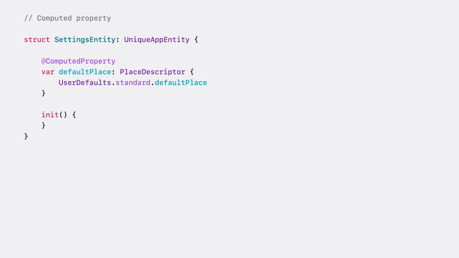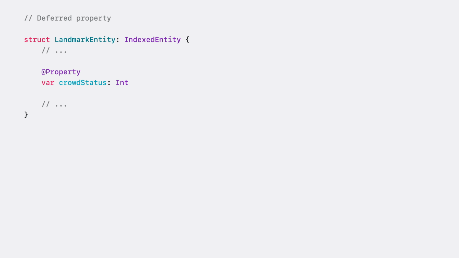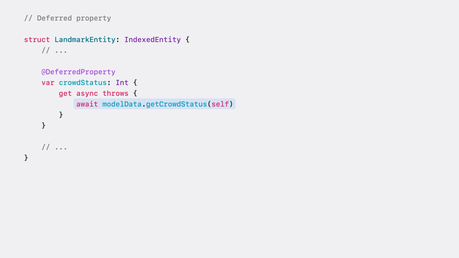We've also added a new deferred property macro to lower the cost of instantiating an app entity. In landmark entity, there's a crowd status property whose value comes from a network server, so fetching it is relatively expensive. I want to fetch it only if the system explicitly requests it. By marking this property as deferred property, I can provide an asynchronous getter. Inside, I can call methods that make the network calls. This async getter will only be called if system features like shortcuts request it, not when landmark entity is created and passed around.